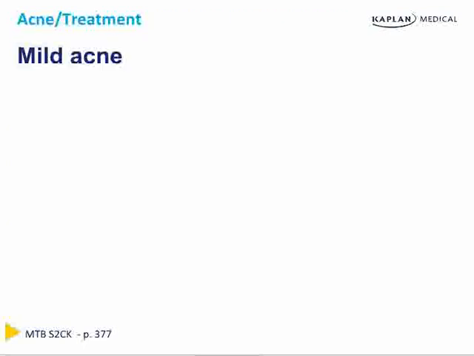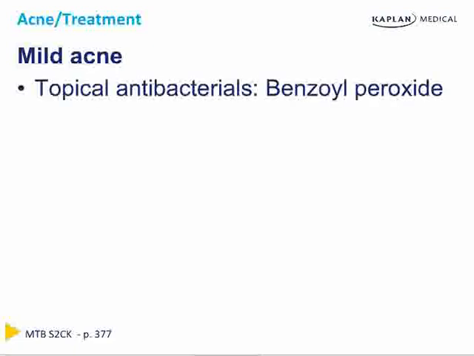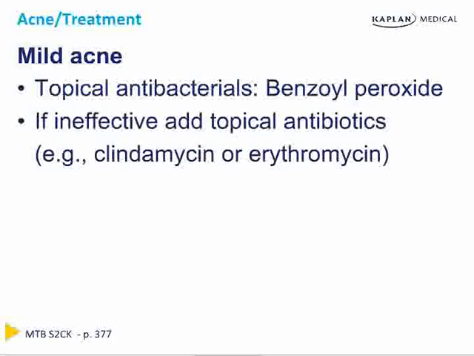Mild acne is treated with topical antibacterials. Benzoyl peroxide, you can get over the counter. Now, if it's ineffective, if it doesn't get better, you add topical antibiotics, erythromycin, clindamycin, to control the disease. And a lot of people would control just with this. You don't automatically have to use vitamin A derivatives. The best initial therapy, topical antibacterials.